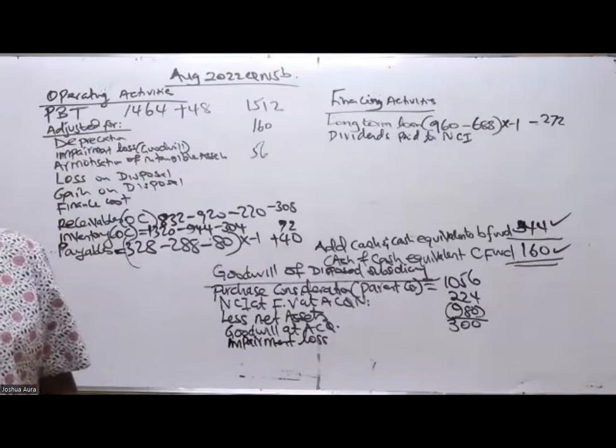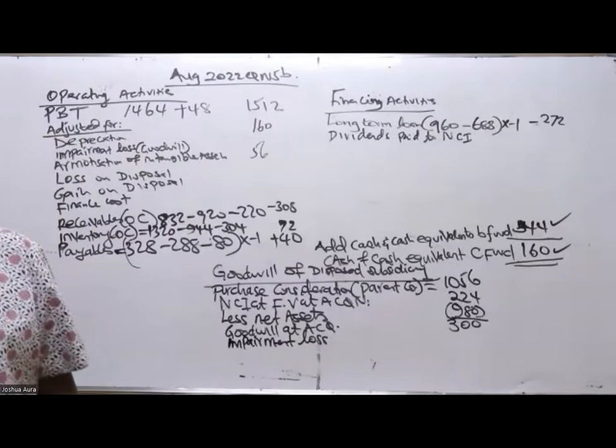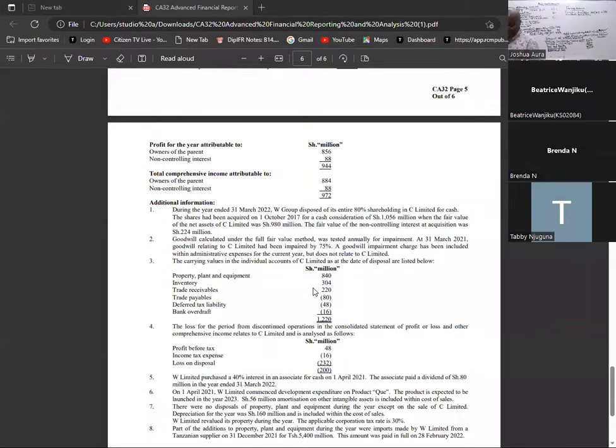They have given us the criteria to use. What have they told us? They've told us goodwill calculated under full fair value method was tested annually for impairment as at 31st March 2021. Goodwill relating to C Limited had been impaired by 75%. So impairment loss will be 75% of the 300, which gives me 225.